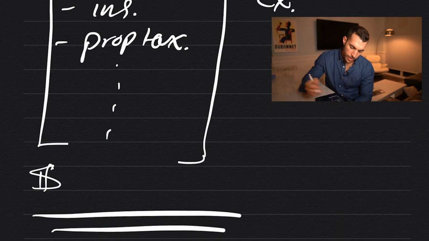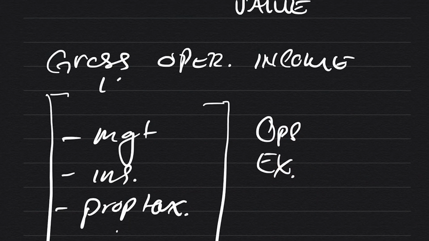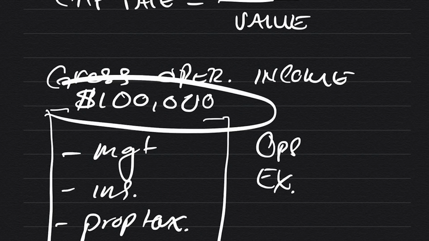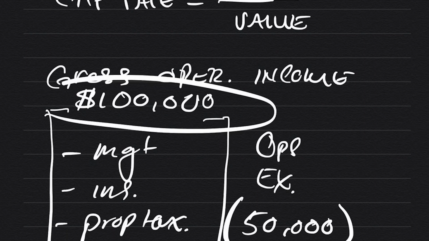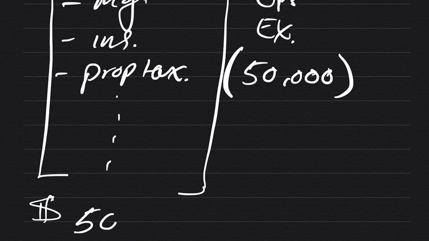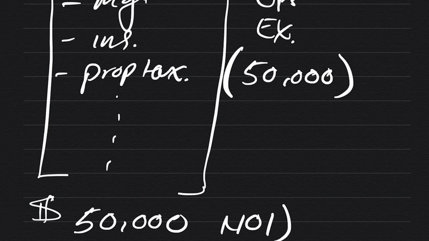So let's make an assumption here. Let's say that the gross operating income is $100,000. So you're making $100,000 in this property, and let's say that all of the operating expenditures equal $50,000. So those are all your expenses. 100,000 minus 50,000, we have $50,000 in net operating income.